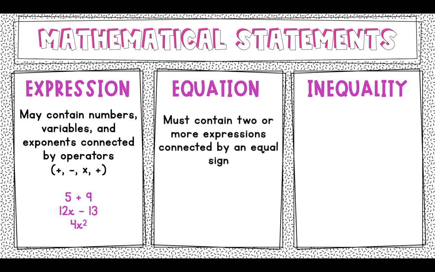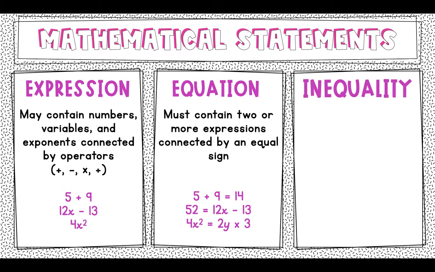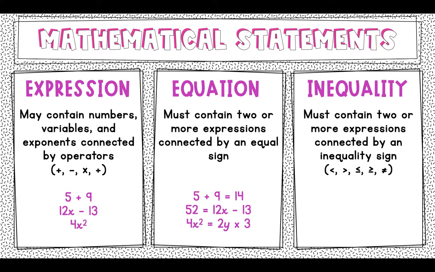An equation must contain two or more expressions that are connected by an equal sign. So the difference between an expression and an equation is an equation has an equal sign where an expression does not. And finally, we have inequalities that must contain two or more expressions connected by an inequality sign. And this is when two expressions are being compared. Today, we're going to focus on the parts of an equation.